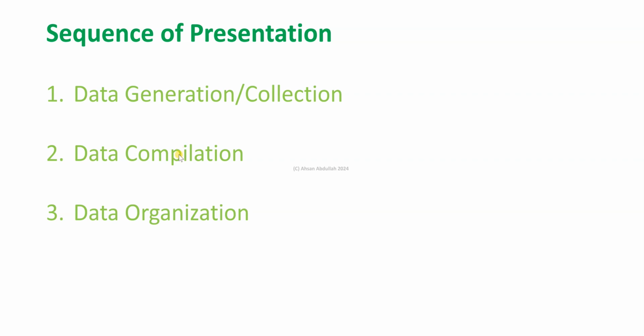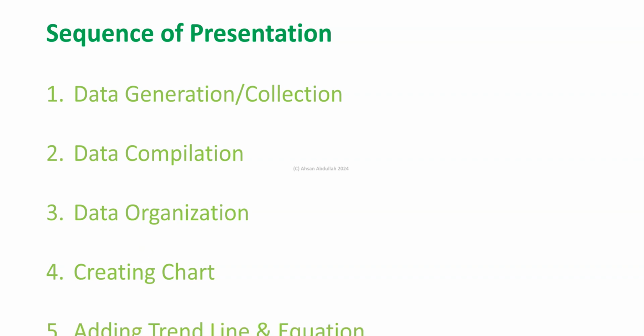Once data has been compiled, it is still not in a form that can be used. That data needs to be organized. Once data is organized, we may be able to find and discover the patterns or relationships we are looking for. Then we can create the charts, and I'll show you how the chart would look without organizing the data and what information it carries. Then we will add the trend line and the equation to it.